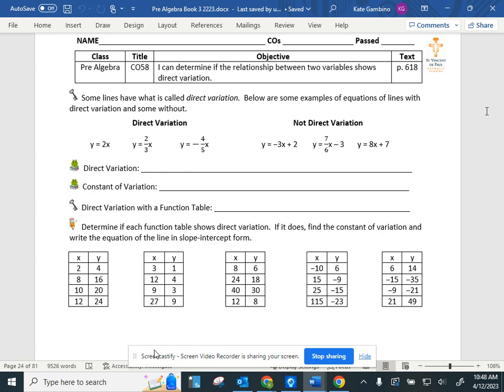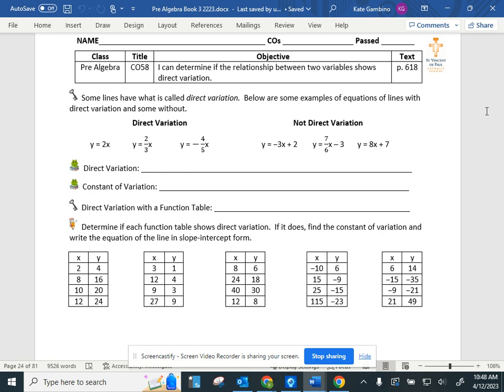Today we're doing CO58. I can determine if the relationship between two variables shows a direct variation. So our variables are going to be those x's and y's, like we've been working on with that slope-intercept form. Okay, thinking about that x and the y. The slope-intercept form is still listed because we're going to be looking at that slope. So it fits in with what we've been working on because we're working with the slope.